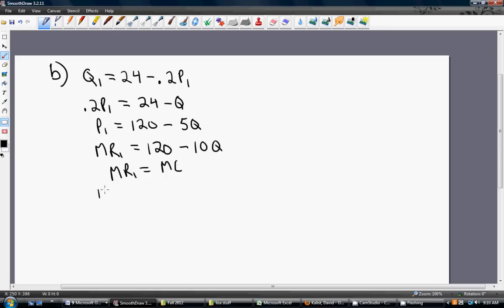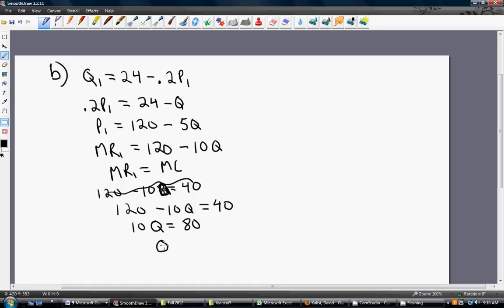Setting that equal to the marginal cost. Marginal cost is still the same, it's still 40. 120 minus 10 times Q equals 40. 10Q equals 80. Q equals 8. It's too early in the morning to do this.